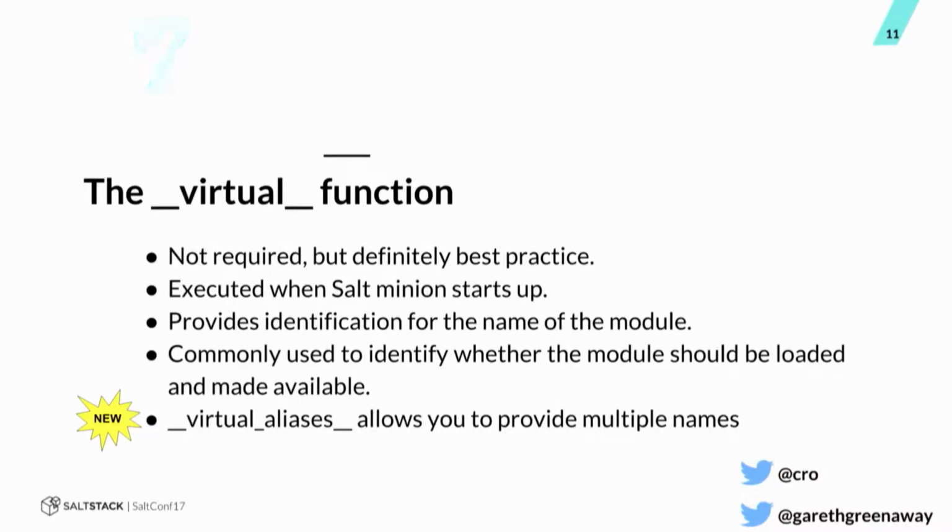And one of the new features in 2017.7, you could provide virtual aliases. So you could have your module have multiple names. A good example of this was the Docker module. Originally there was a Docker module and then Docker changed some things and so that required the dockerng module. So in the later version, the 2017 release, there is the dockerng module, but it actually references both docker and dockerng using the virtual aliases function.